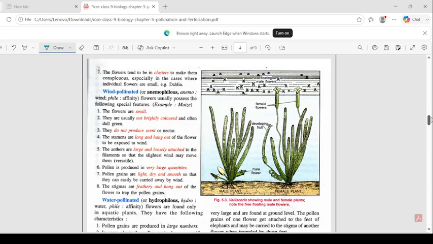Only 5 you remember, that will be sufficient for carrying out the process. Second, we have one more point given here: if small flowers are there and they are colorful and in clusters, it will make them more attractive for the process of entomophily.